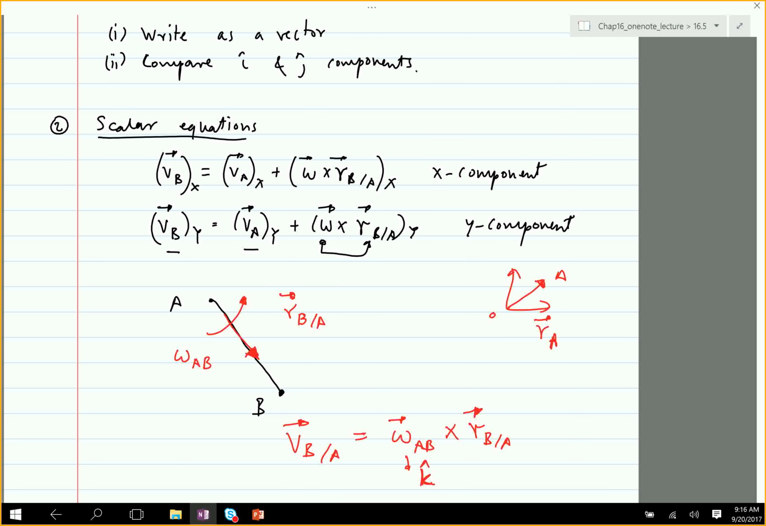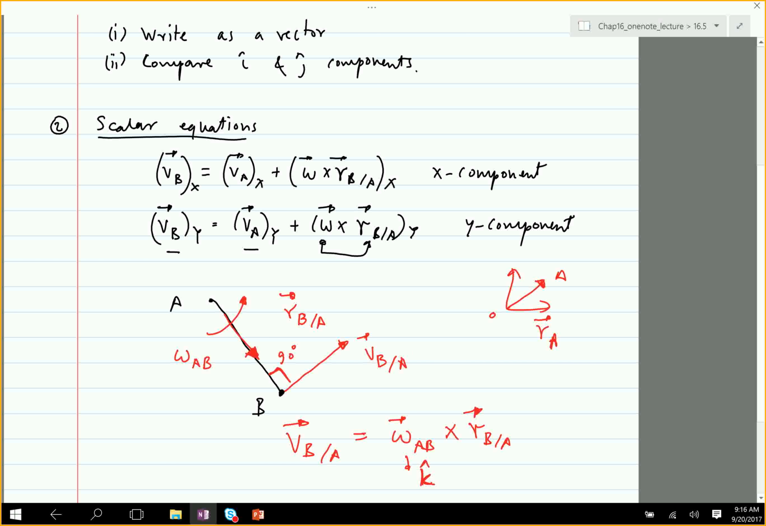Right hand rule. To find the cross product, you curl your fingers from K to this vector, from this vector to the position of B with respect to A. That gives you the direction of the velocity of B with respect to A. This is always true for planar motion: the velocity of B with respect to A always comes out to be 90 degrees to the vector AB.